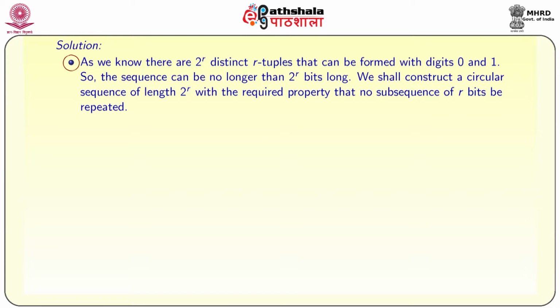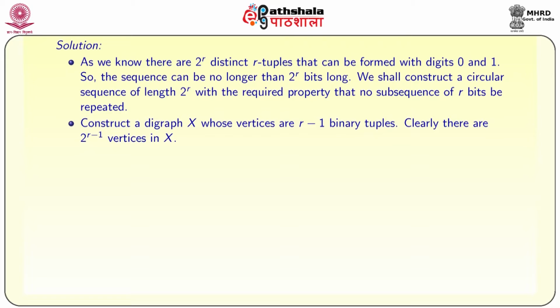So, the solution: as we know, there are 2^r distinct r-tuples that can be formed with digits 0 and 1. So, the sequence can be no longer than 2^r bits long. We shall construct a circular sequence of length 2^r with the required property that no subsequence of r bits is repeated. Construct a digraph whose vertices are (r-1)-bit binary tuples. Clearly, there are 2^(r-1) vertices in X.